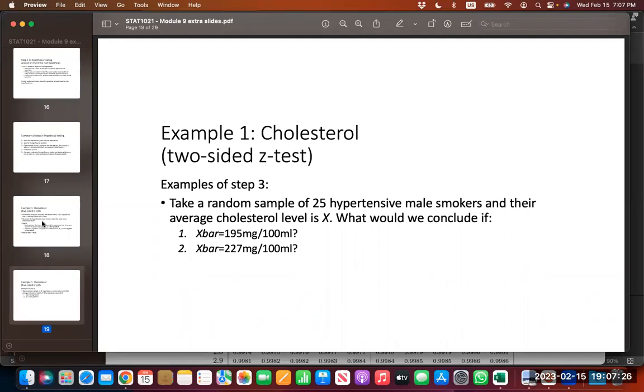So we have a random sample of 25 hypertensive male smokers, and the average cholesterol level is X. And X bar is here defined as either 195 or 227. And we're comparing this to our population average of 211.